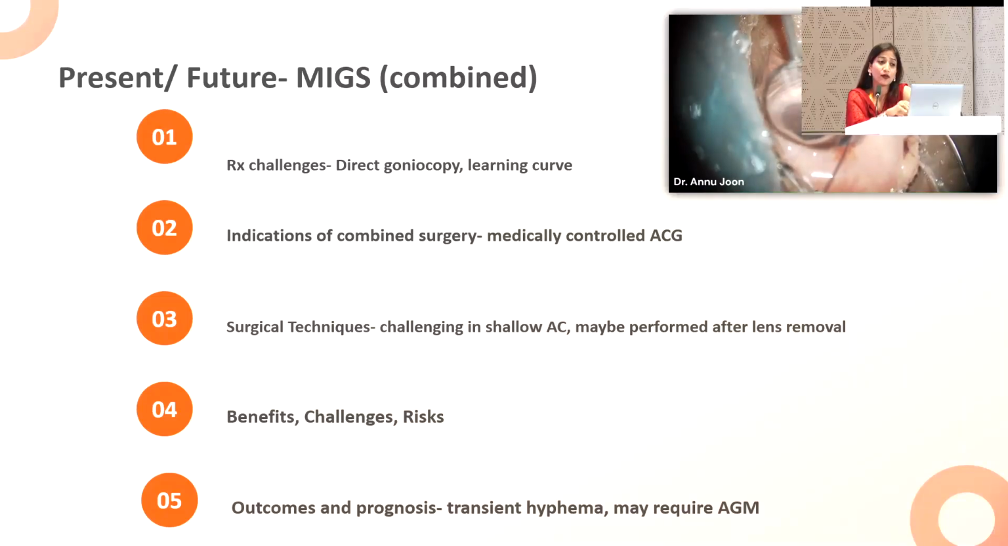The indications, however, I would say should be medically controlled ACGs. Uncontrolled and advanced ACGs should be reserved for trabeculectomy. Surgical challenges again are the shallow ACs, which will hamper our management, but they may be performed after lens removal. So once you've done a cataract surgery, the angles open up and give you enough space to perform a MIGS.